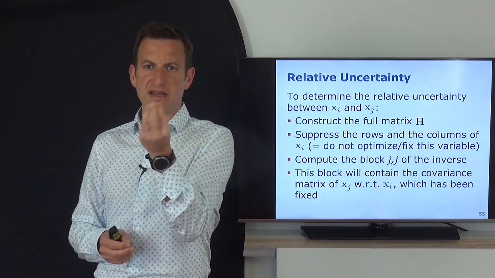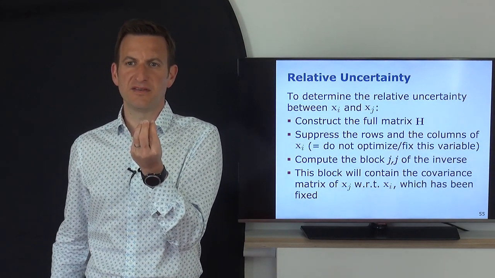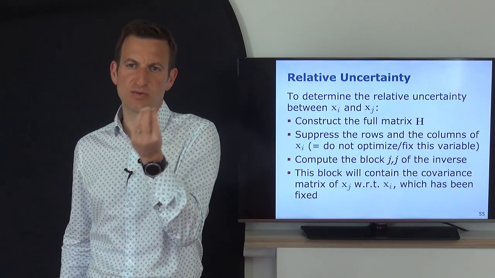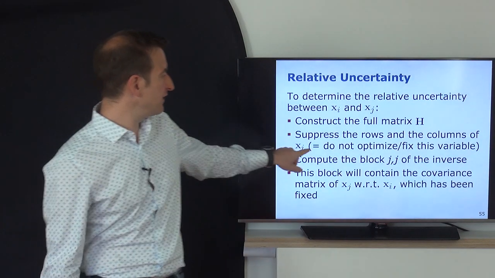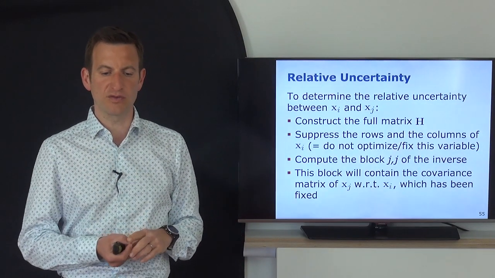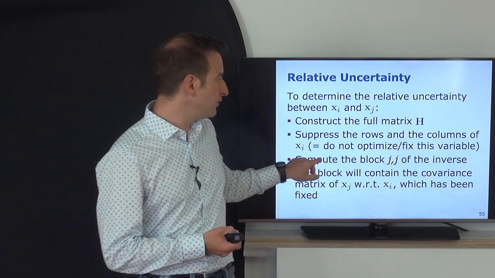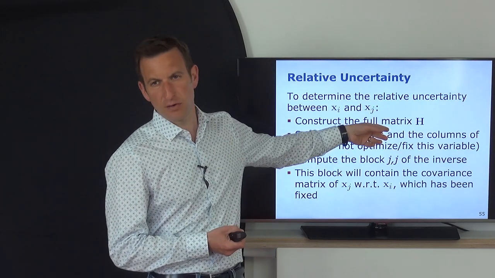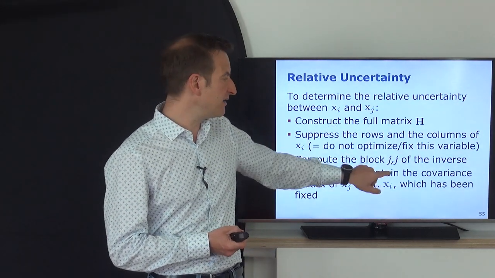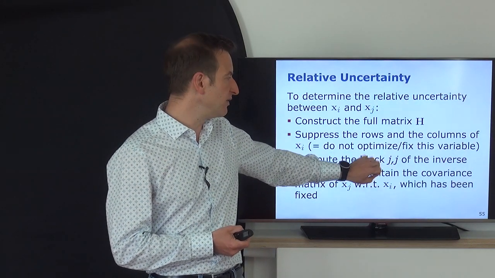And then say, given that xi is the reference frame, what's the uncertainty of this xj with respect to this reference frame? So we fix xi. So we don't optimize it anymore. We fix the variable by suppressing the rows and the columns corresponding to xi. And then we need to compute, in theory, the inverse of the whole matrix, and then take out the jj block from that matrix. But again, there are techniques where you can do this more efficiently.